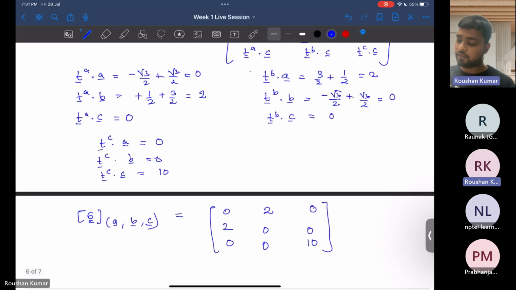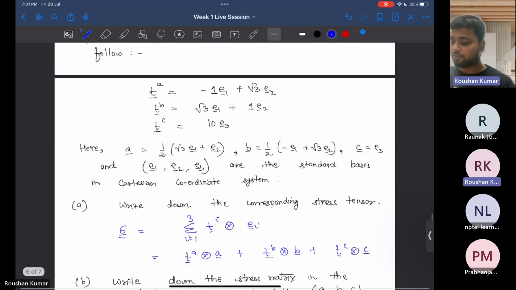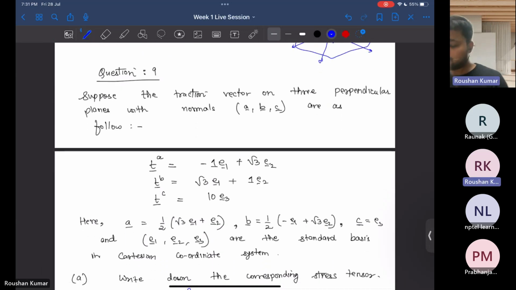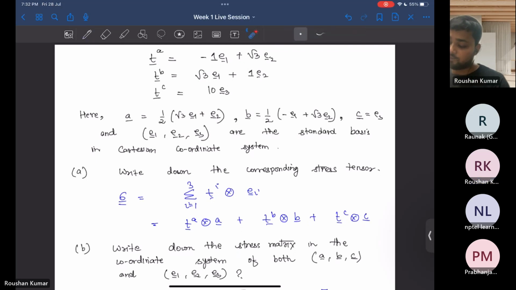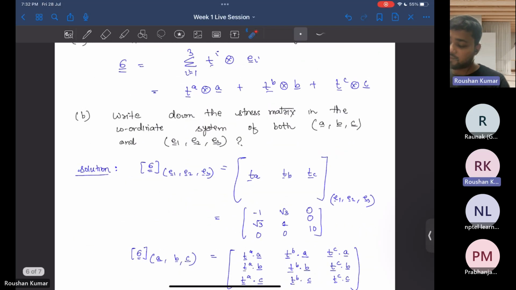Now we will move on to the next question. Here I will explain briefly what we have done. In this question, we are given a traction vector on 3 perpendicular planes with normals A, B and C. The traction vectors are TA, TB and TC, where A, B and C are given here. We first have to write down the corresponding stress tensor. According to the formula from the lecture, it is given by the summation over i equal to 1 to 3 of Ti tensor product Ei, and in this way we can represent the stress tensor. The second question is to write down the stress matrix in the ABC coordinate system and in the E1, E2 and E3 coordinate system.